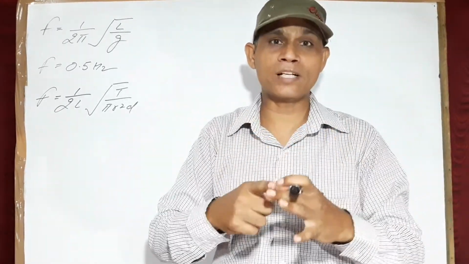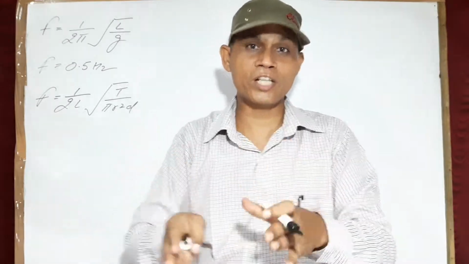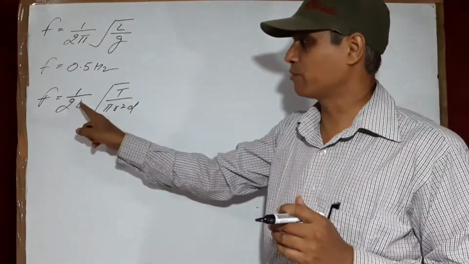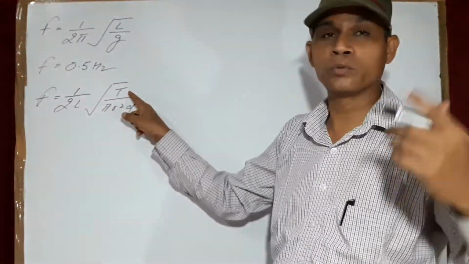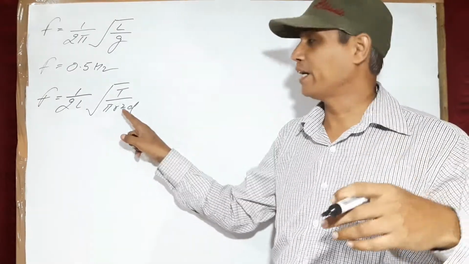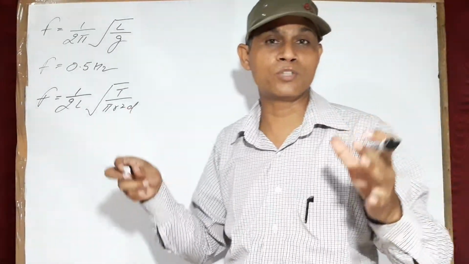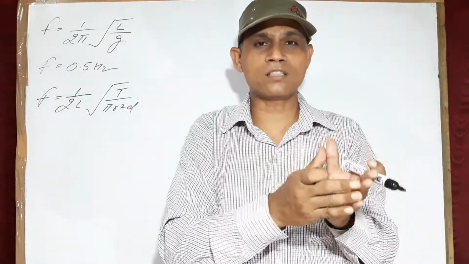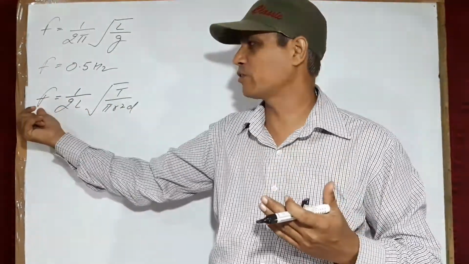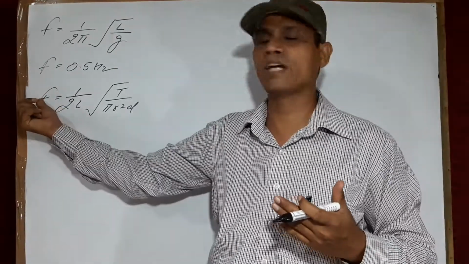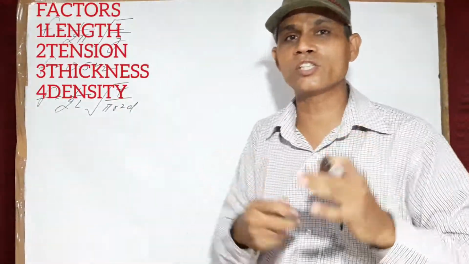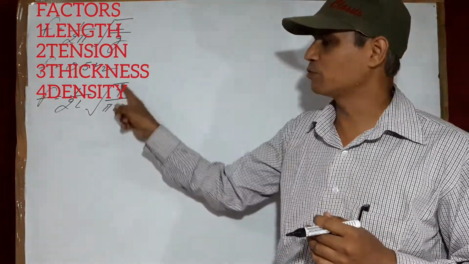On what factors does the frequency of a stringed instrument depend? It depends upon all these factors. Number 1, length. Number 2, tension. Number 3, radius of the string. And the last one is the density of the string. Based upon this, questions can be asked: if the length is doubled, or if the length changes, how will the frequency vary? If you increase the tension, what will happen to the frequency? All these types of questions can be solved if you know this formula.